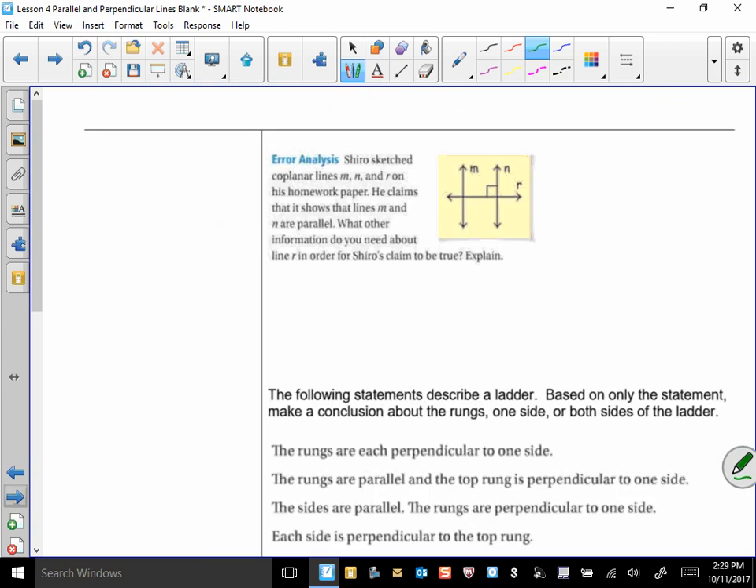And then we have a little error analysis here. Let's see. Shiro sketched coplanar lines M, N, and R. He claims that it shows lines M and N are parallel. So he's saying, okay, this is showing that these two are parallel. What other information do we need? Oh, we need to know also that M is perpendicular to R, right? We've got to know that M is perpendicular to R, or we don't know that M is parallel to N.